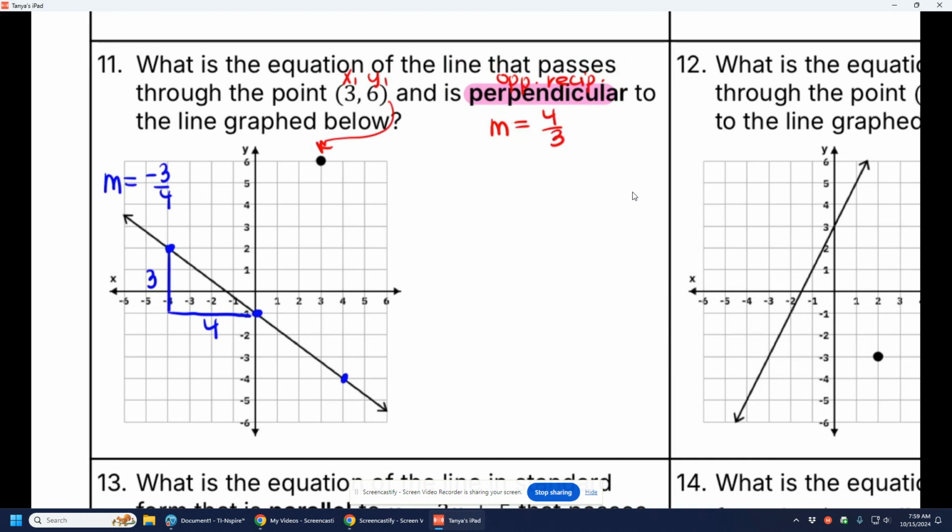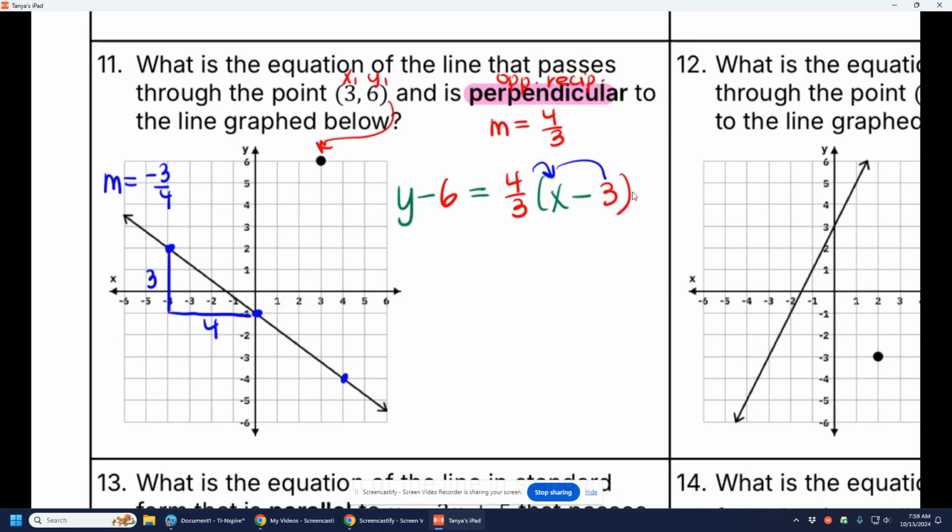So let's start with point slope form. y minus y1, so y minus 6 equals m. Put our 4/3 in place. x minus x1, so put in our 3. So if they want point slope form, you would be done. But we're going to keep going.